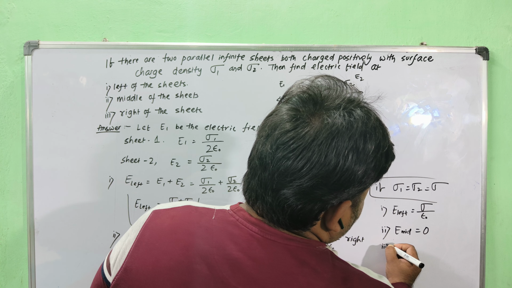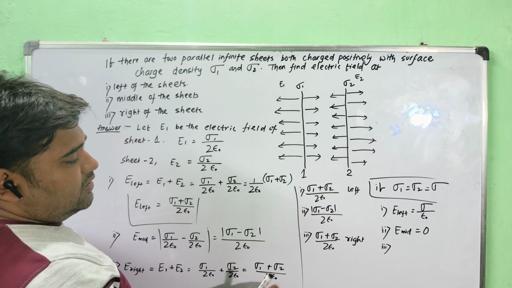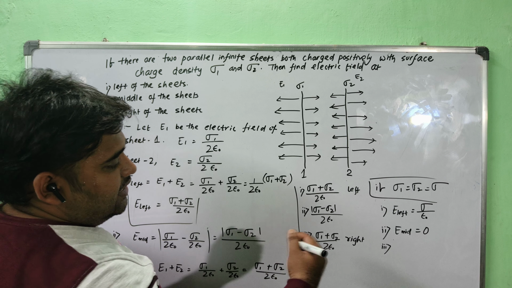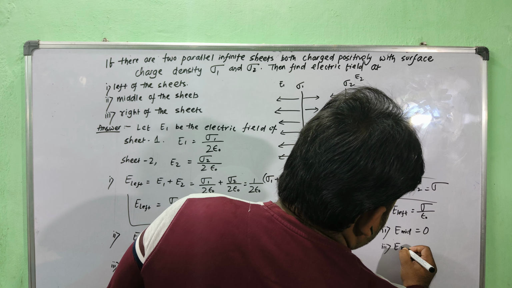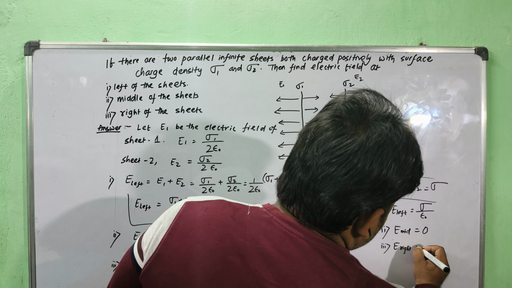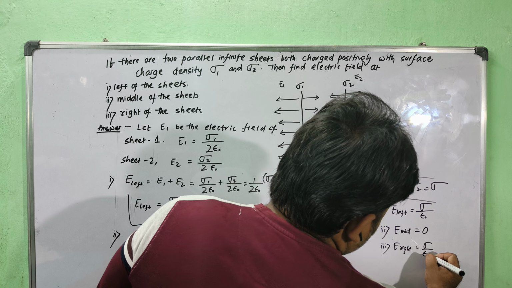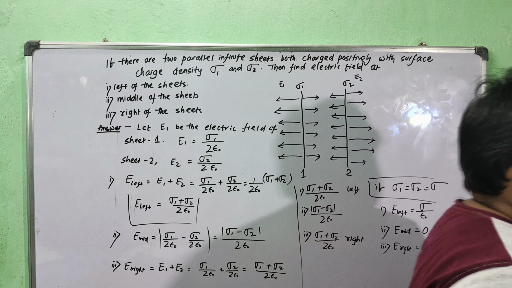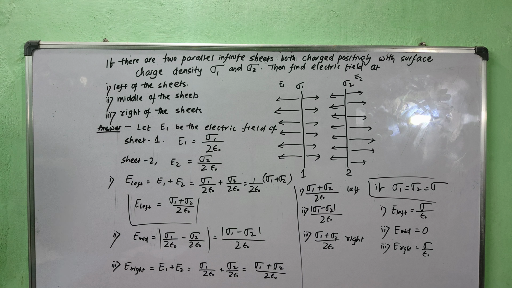So I hope that you understand this concept. The first one and the third one are the same cases, so you can write E right is equal to sigma by epsilon naught. So these are your answers. You can do such things in a more proper manner if you understand these things, and these are very frequent questions. These infinitely charged parallel plates are a very frequent question.